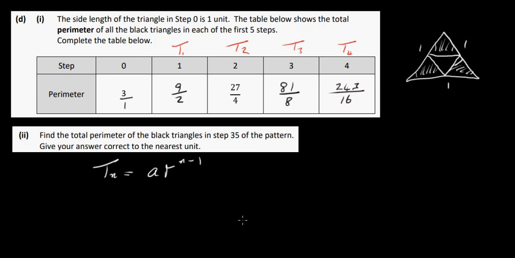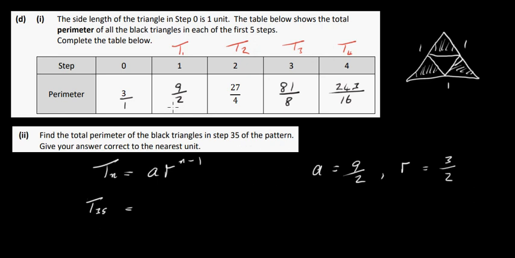Now, in our particular case, starting here, our a is 9 over 2, and our common ratio is just going to be 3 over 2. So let's just work this out. What do we have to find here? Step 35, so we want T35. We want the total perimeter in step number 35.